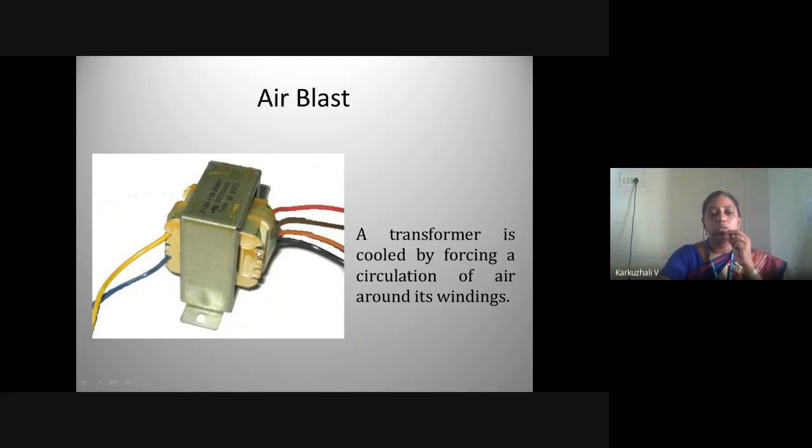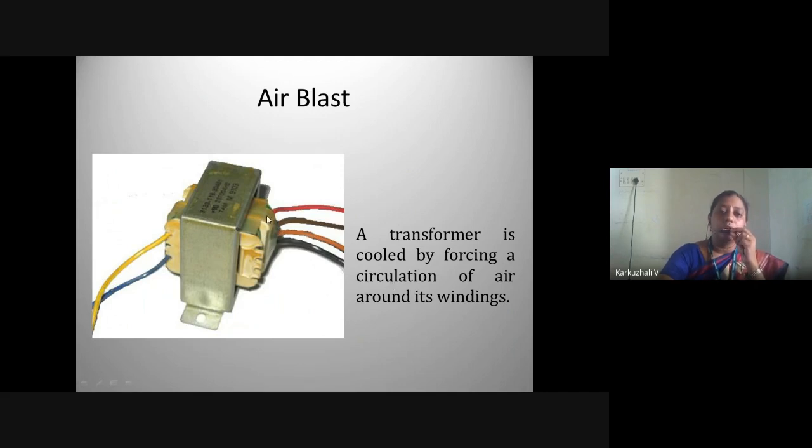It allows for cooling. So you can see this is the sheet protection, and these are the windings that are there. This is the input. All these four wires are the output, and these two are the input. So this is the primary side and this is the secondary side. You can see the primary winding on one side and the secondary winding on the other side. So this is the core type transformer.